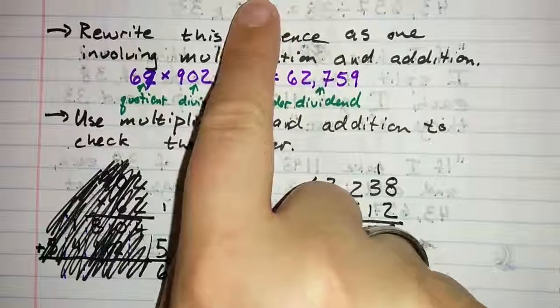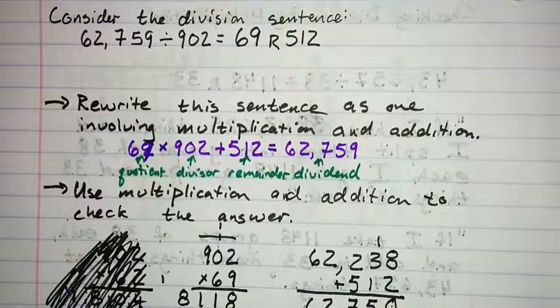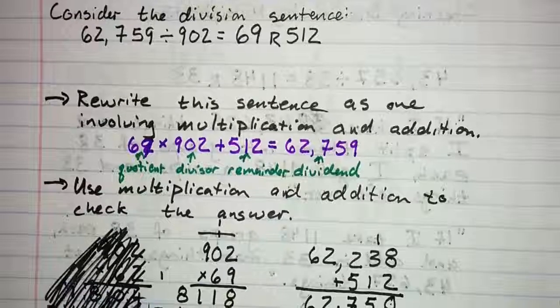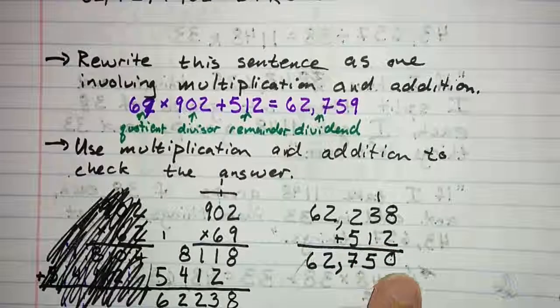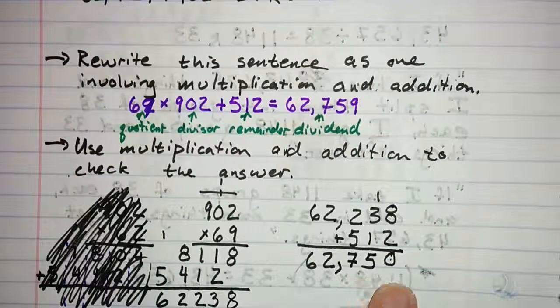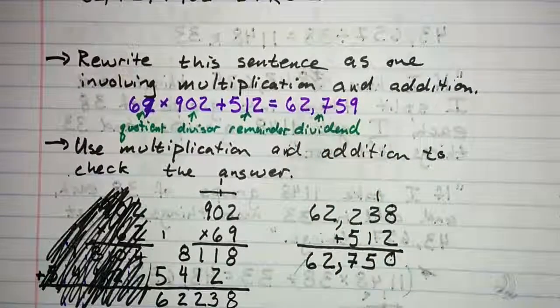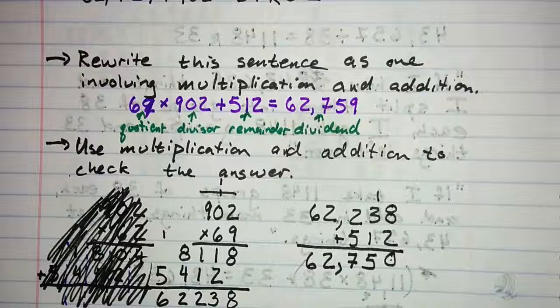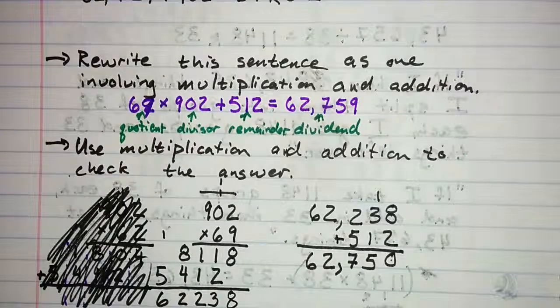Was this answer right? It wasn't, was it? How far off were we? We were only off by a little bit, right? We got 750 instead of 759. That suggests to me that the mistake is in the remainder. So when I go back and look at my work for my mistake, I'll look for a mistake in the remainder rather than for a mistake in one of the digits in the division.